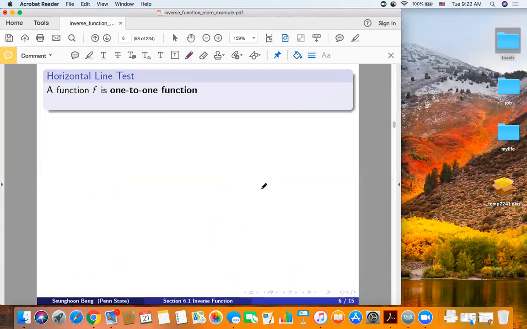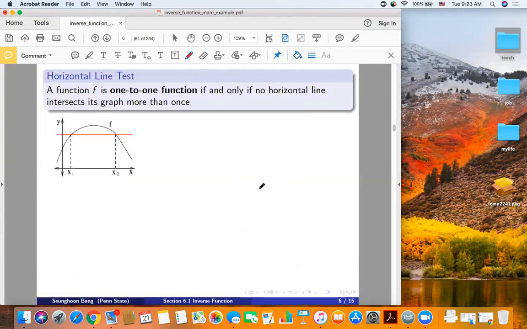Do you know the horizontal line test? A function f is one-to-one if and only if no horizontal line intersects its graph more than once. So this is the idea. This graph of f is like a parabola. You can draw one horizontal line, the red one. We have two intersection points.